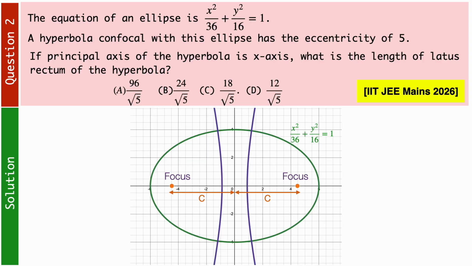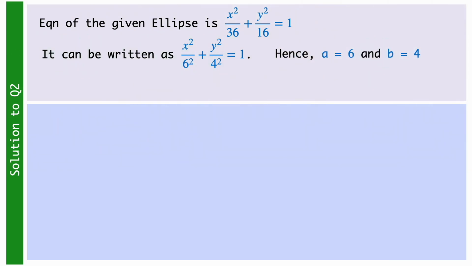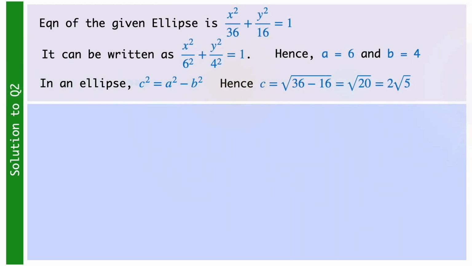Let us solve it. Equation of the ellipse is given, which can be written as x square upon 6 square plus y square upon 4 square equals 1. Hence, a is equal to 6 and b is equal to 4. In an ellipse, c square equals a square minus b square. Hence, c is equal to under root 36 minus 16, which is equal to 2 root 5.